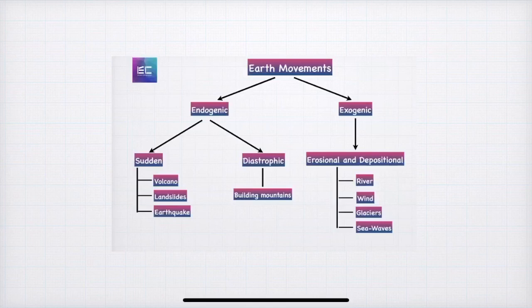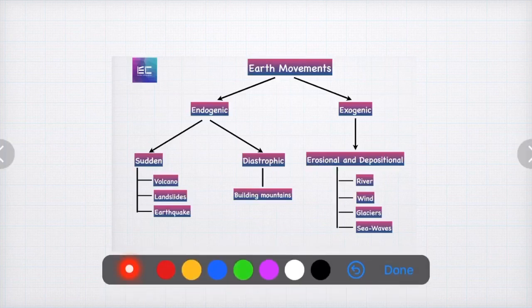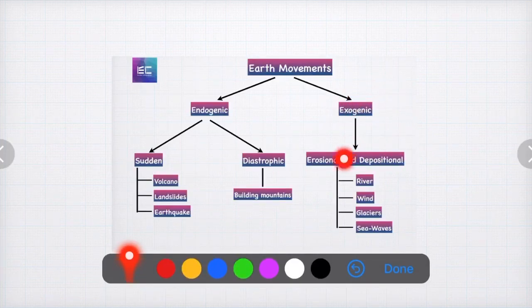Now students, we saw this flow chart in the beginning and saw that endogenic forces are erosional and depositional forces. As you can see, under endogenic there is only one type, erosional and depositional. For example, we studied that due to wind, the particles of rock got eroded and deposited. Instead of wind, there can be river, glaciers, or sea waves as well. So these can be carried out by four agents: river, wind, glaciers, and sea waves. Now we will see how each of them affects the landforms.